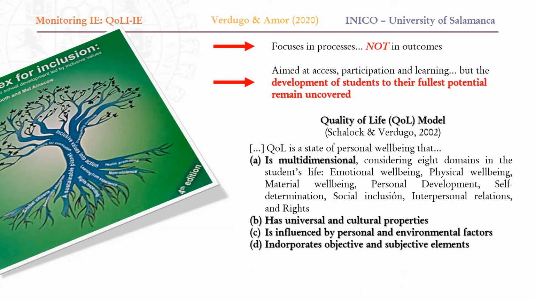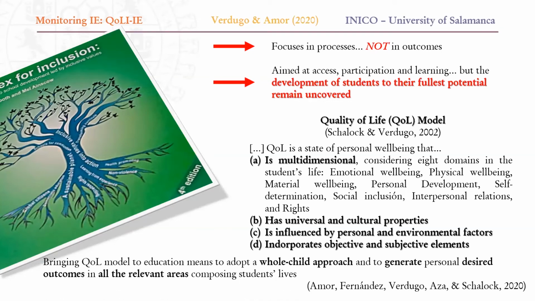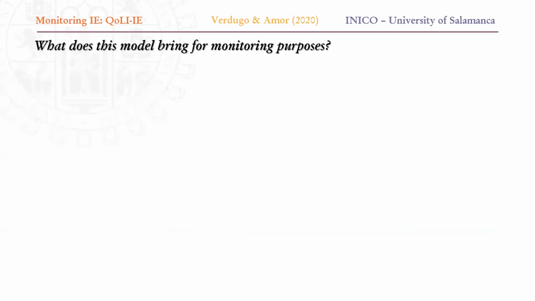Talking about quality of life in education means to put the focus on the student and the global domains that compose his or her life, and thus going beyond academic achievement, from which to understand the students' aspirations and needs to define programs and planning supports aimed at improving the students' personal outcomes in each one of the aforementioned 8 domains. In a nutshell, talking about quality in education means to shift the focus towards a whole child approach and to generate personal desired outcomes in all the areas composing the students' lives.